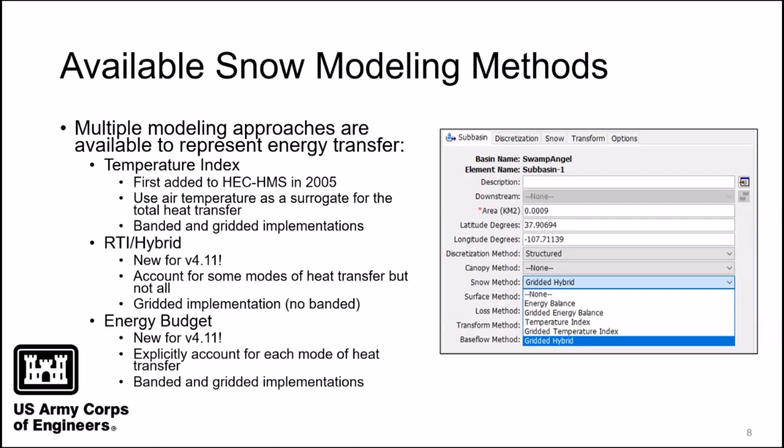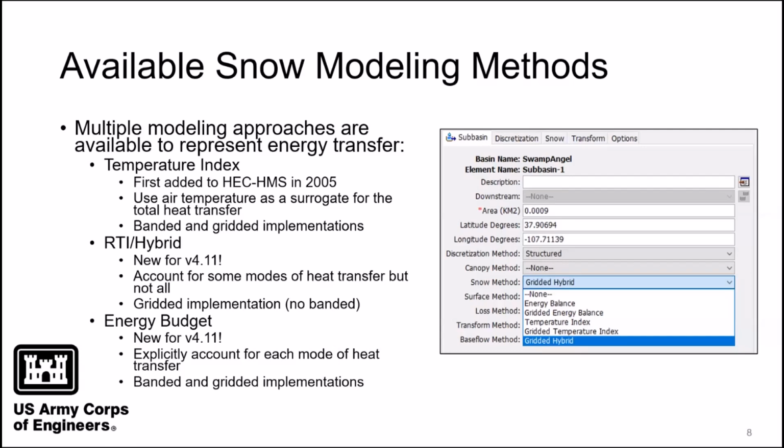The second method is a new addition. It will be released in 4.11, or I guess you already can use it in the beta versions. And it's RTI, Radiation Derived Temperature Index, or also a hybrid method. It fills the gap between the simplified temperature index method and the involved complex energy budget method. And it does account for some of these additional energy inputs to the snowpack, but not all of them. It incorporates some topographic, cloud cover, vegetation, and albedo effects. We do have it as gridded, but no banded.